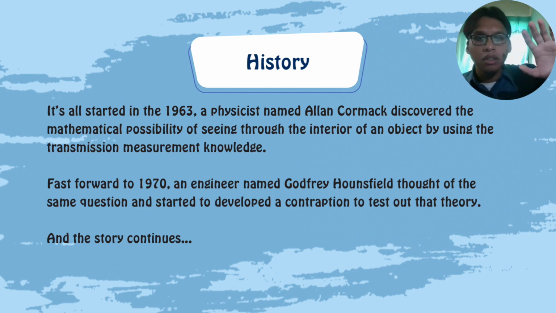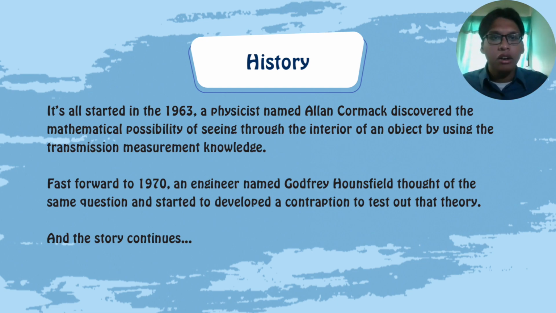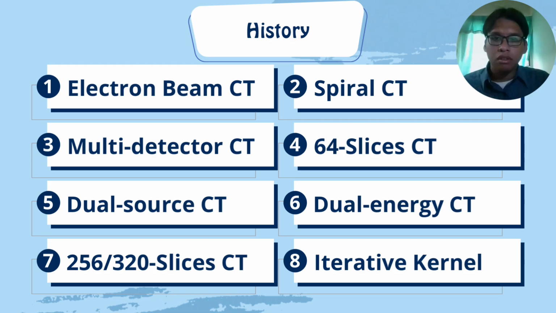But we're going to fast forward to 1970, where an engineer named Godfrey Hounsfield thought of the same question as Alan Cormack, and by using the concept introduced by Alan Cormack, he started to develop a contraption to test out his theory. And after that, the story continues on.